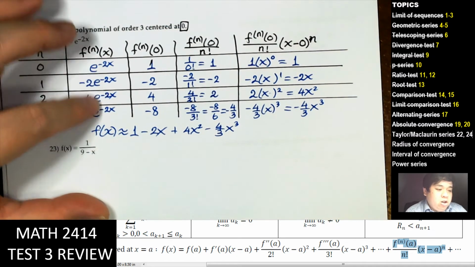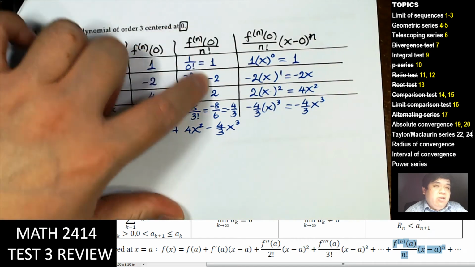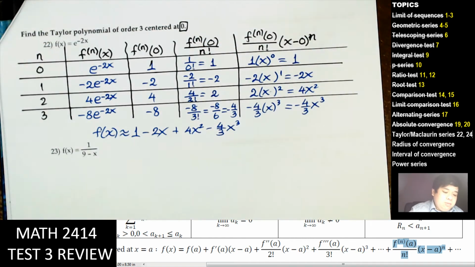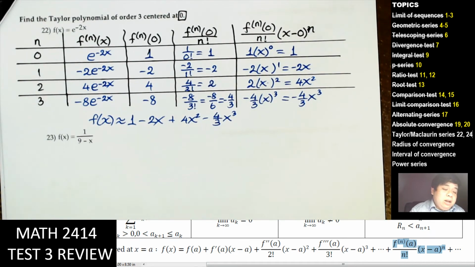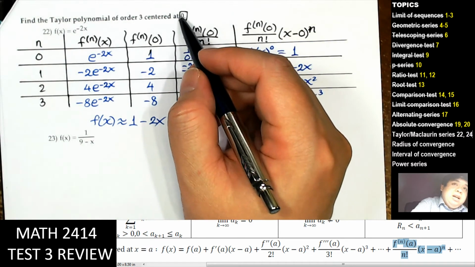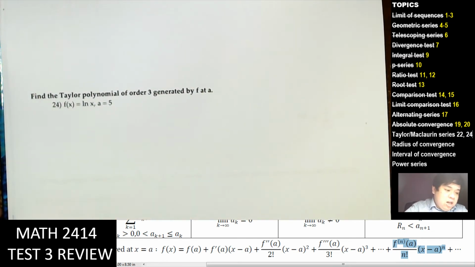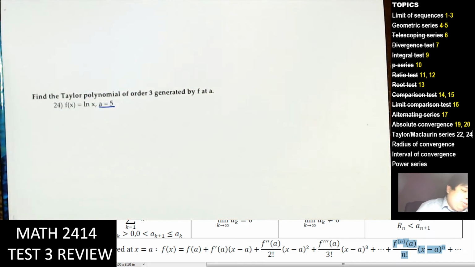Again, the function and derivative, evaluate at the point, divide by n factorial, and then multiply by the factor. So that is the Maclaurin series and the Taylor series, or the Maclaurin polynomial, if you will, because we evaluate at 0. This one is just a plain old Taylor series because we will evaluate at 5. I'm going to make a table on this one as well.